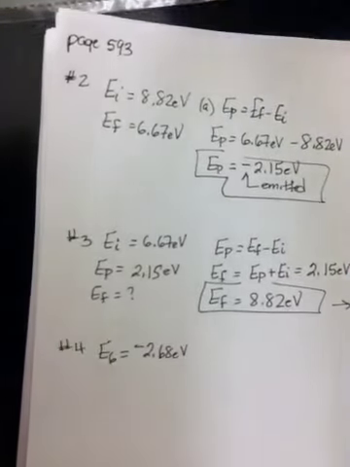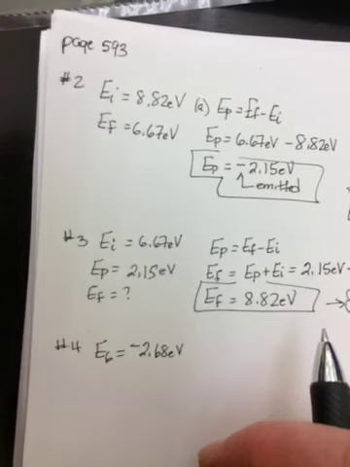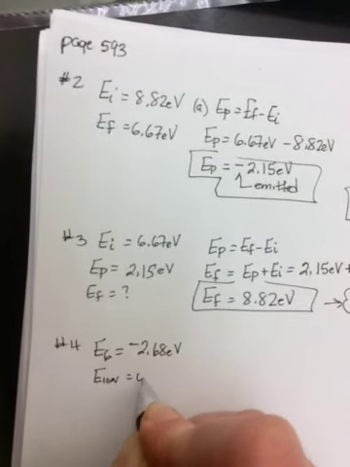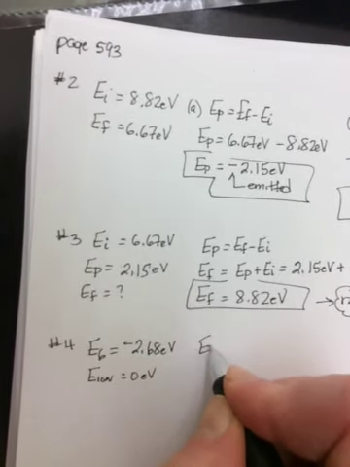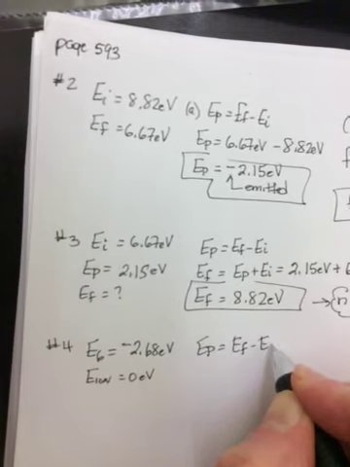It wants to know how much energy would be needed to ionize it. Ionizing is 0. And so EP is equal to EF minus EI.